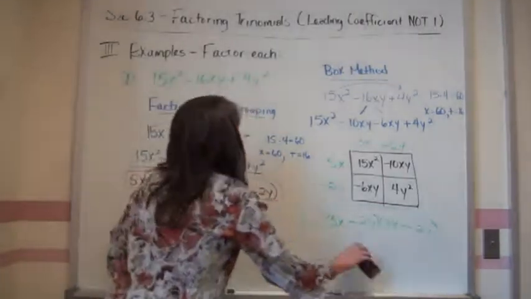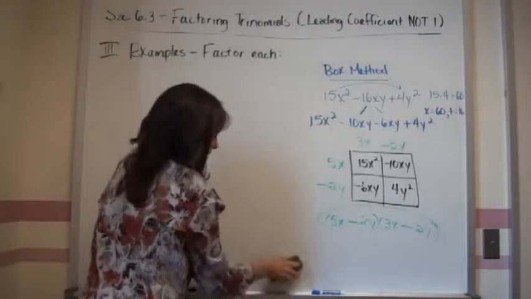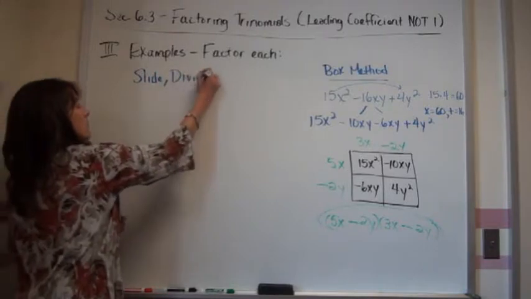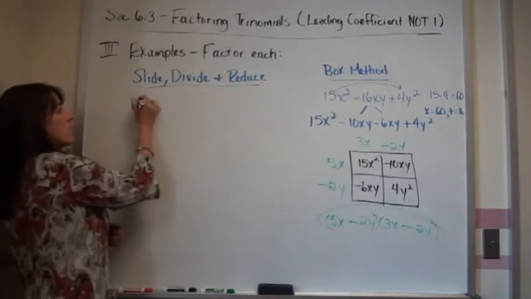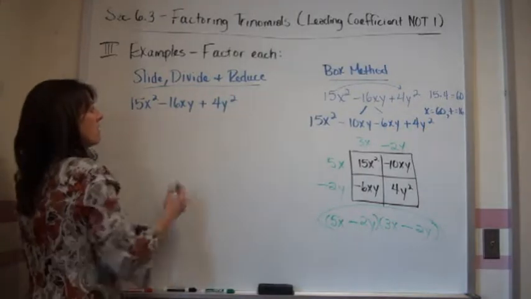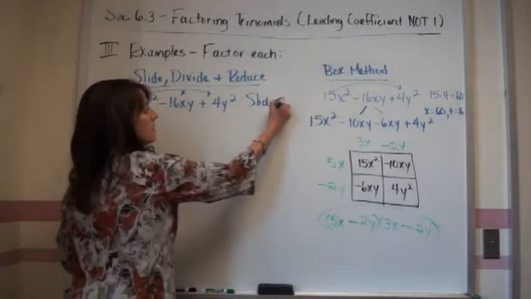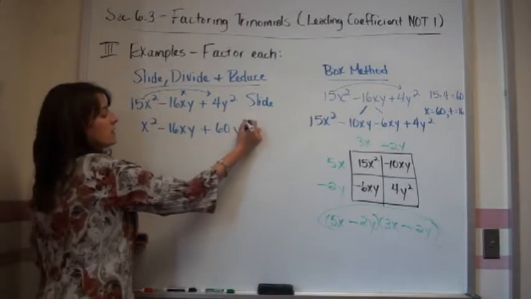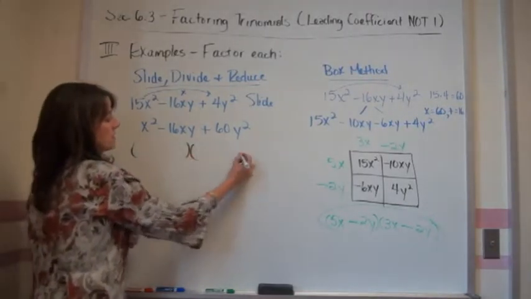And finally, slide, divide, and reduce. And the name tells you what to do. So I start off with my 15x squared minus 16xy plus 4y squared. And so first off, I'm going to slide it out by multiplication. That's the way all these methods have started. Let's multiply the front coefficient to the back. But now this creates something that's pretty easy to factor. So I'm going to set up my double parentheses.